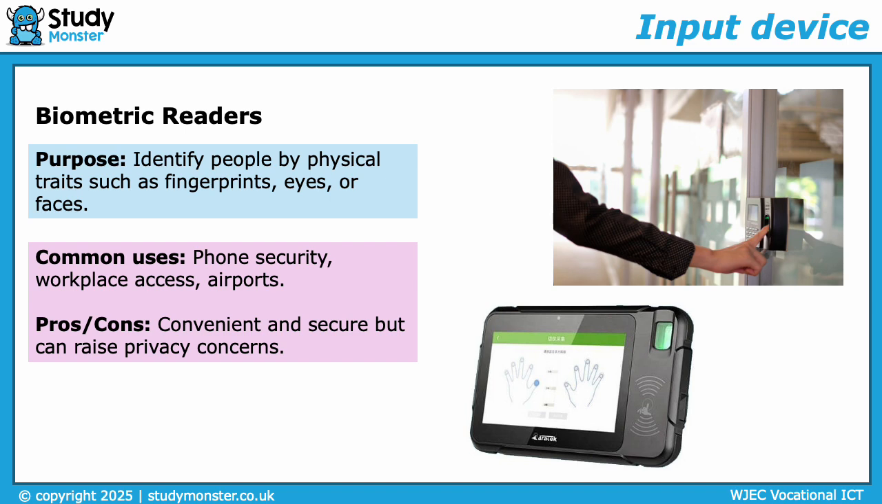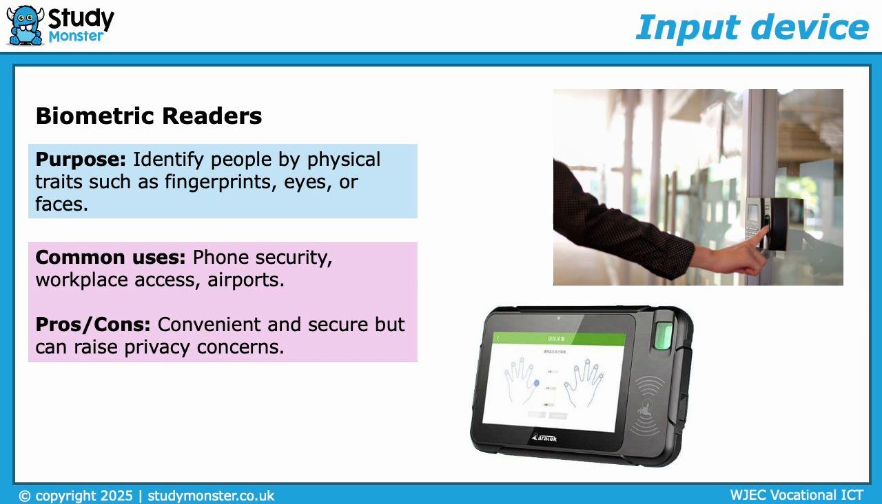High security places will use biometric readers, so places like airports, military bases, laboratories, things like that where security needs to be high. Some pros and cons. Well, it's very convenient. You're not going to forget to take your finger to school or to work, so it's very, very convenient in that sense.